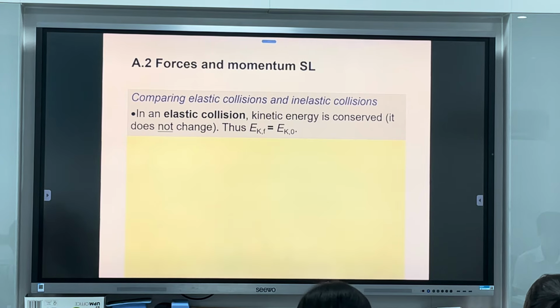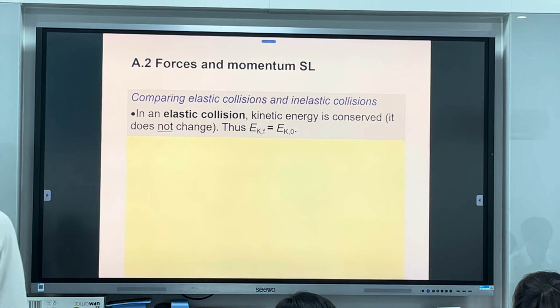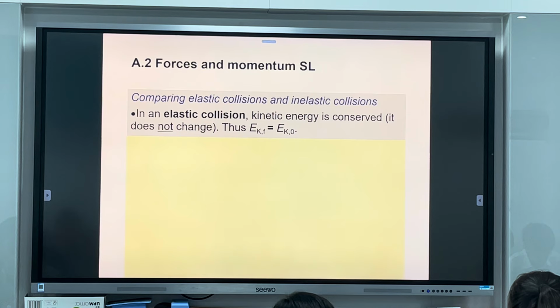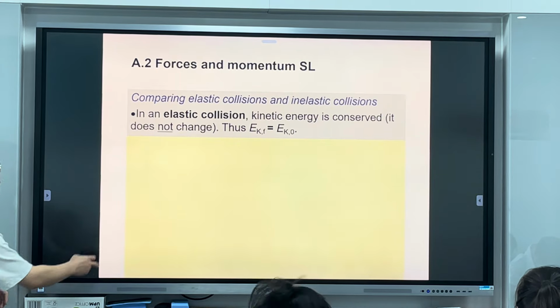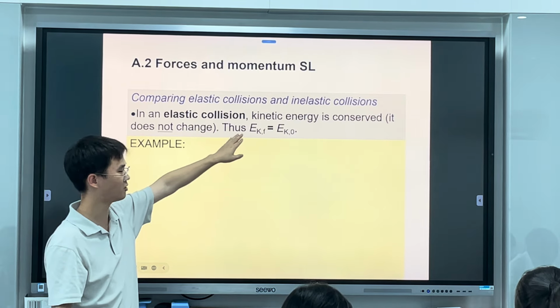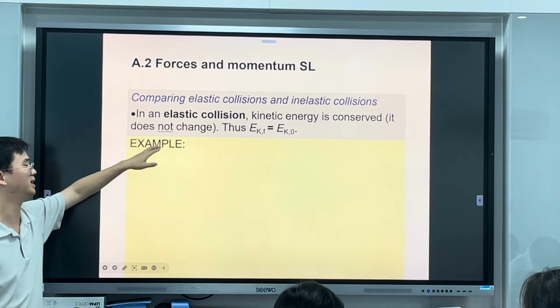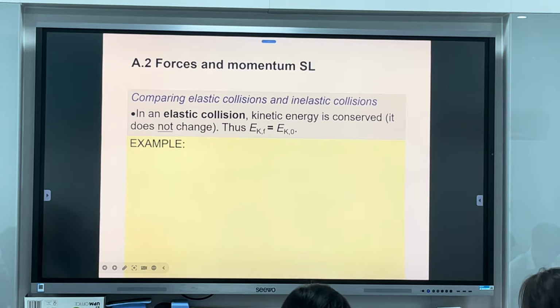So here, we're going to introduce you to elastic collision and inelastic collision. It will involve part of the energy part, part of the A3, but no worries. You already learned energy in MIT, and the things that we know about energy from MIT are already enough for this part, so don't you worry. So for elastic collision, in this collision there is no energy loss, or kinetic energy is conserved. It does not change. Thus, the final kinetic energy is equal to its initial kinetic energy.